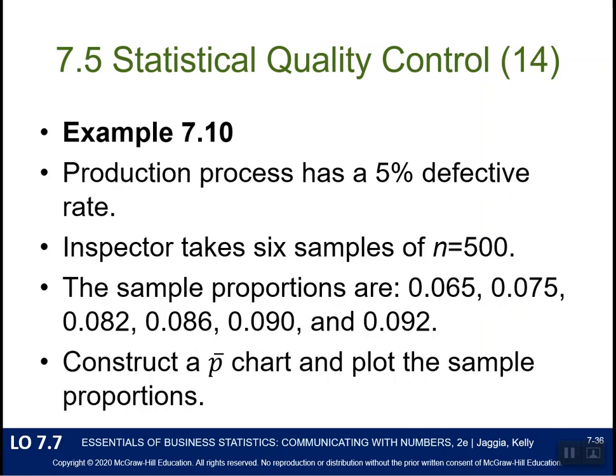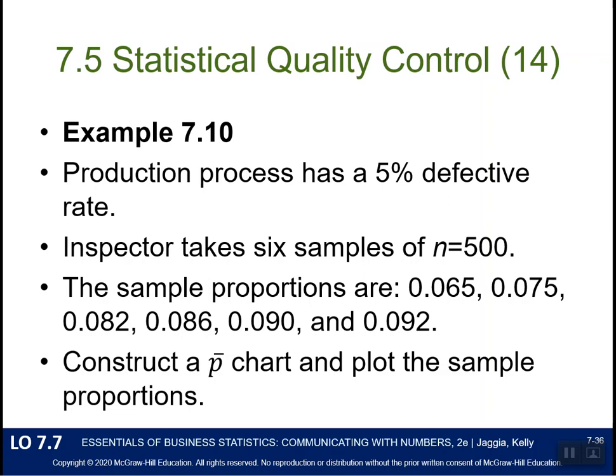So here we've got an example. We have our population is expected to have a defect rate of 5%. We take 6 samples of 500. So remember, when we're looking at proportions, our population samples have to be sufficiently large. So here we took 6 samples of 500, and our sample proportions are as follows, you can see below.